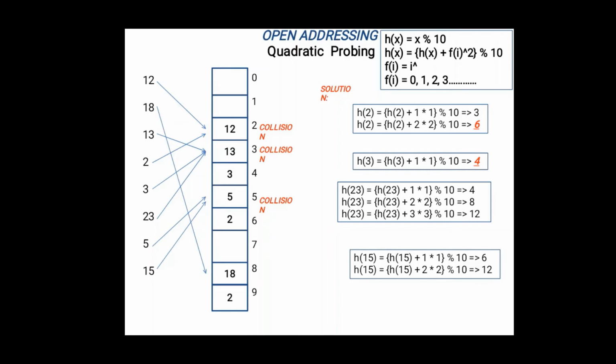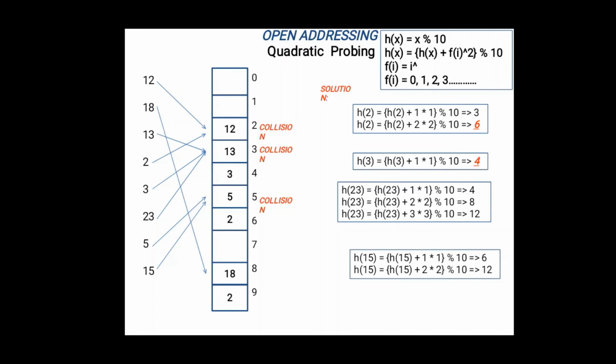So next, key 3 mod 10 is 3. So there is a collision there, so we need to calculate that one also. So here h of 3 is equal to (h of 3 plus 1 times 1) mod 10, which is 4.